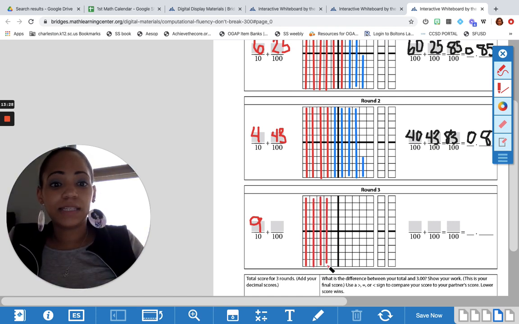Uh-oh, my lights have a mind of their own.